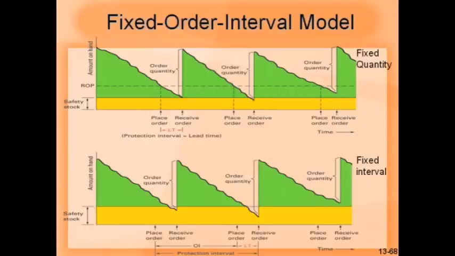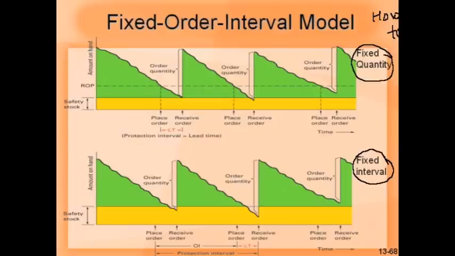Now one question always is, in any inventory management, how much to order? There are two models. One is the fixed order interval model, and the other is the fixed quantity model. So there are two different types. In fixed quantity, the orders are triggered by the quantity, and in fixed interval, the orders are triggered by time. So we are talking about quantity here and time here.